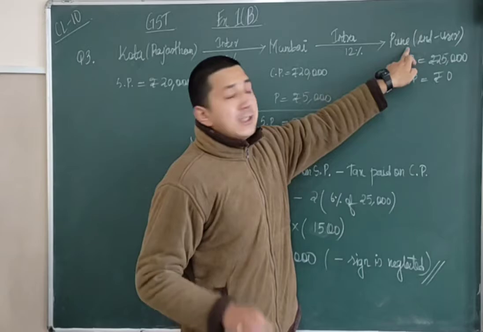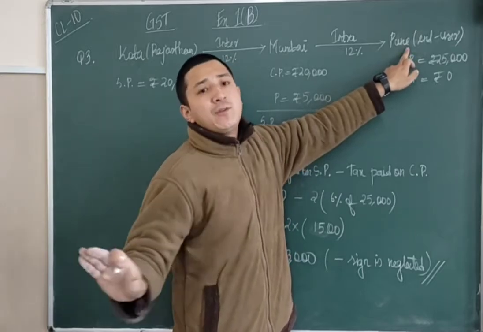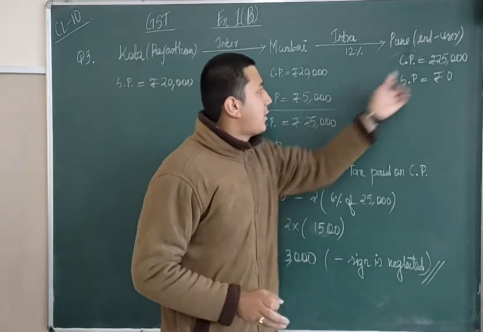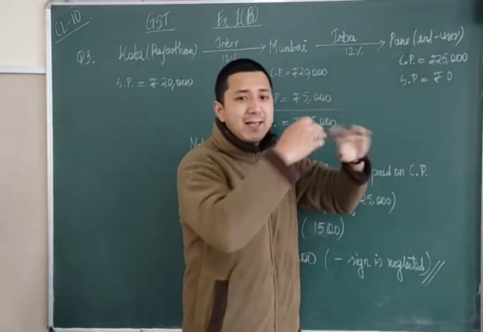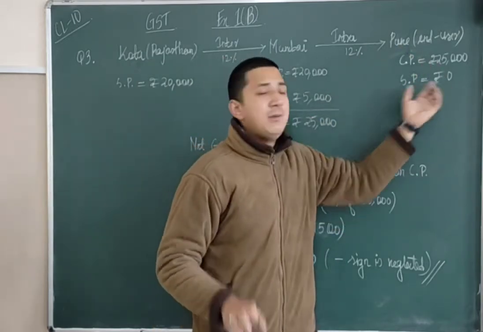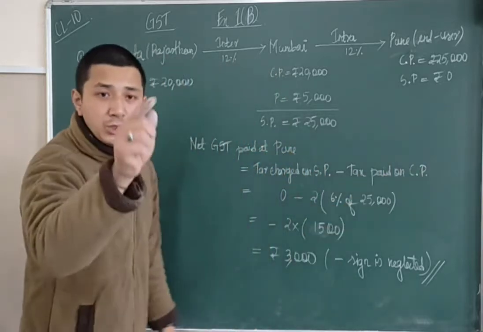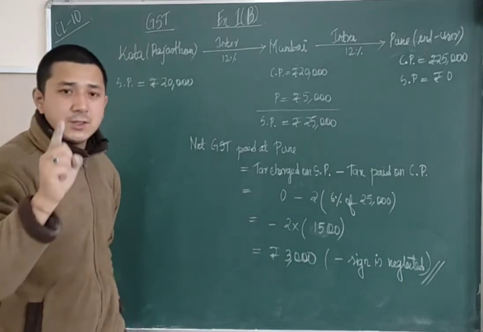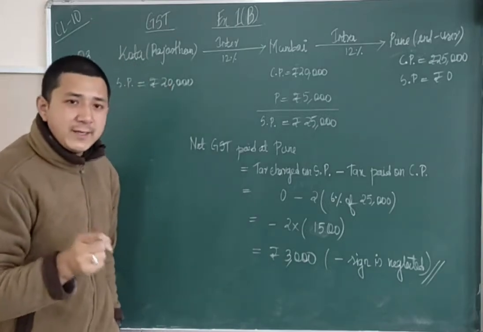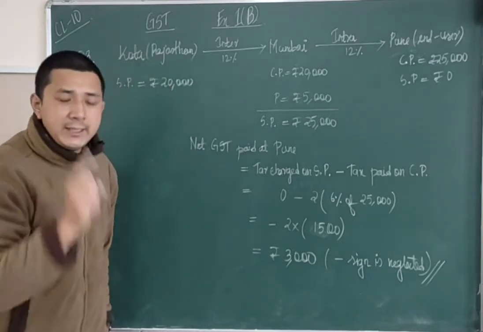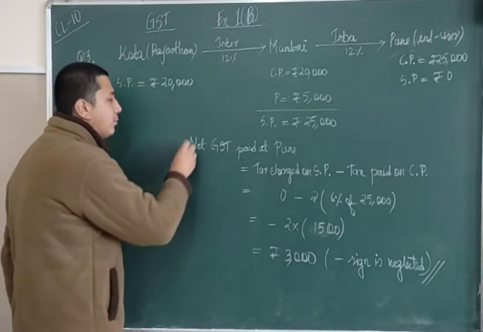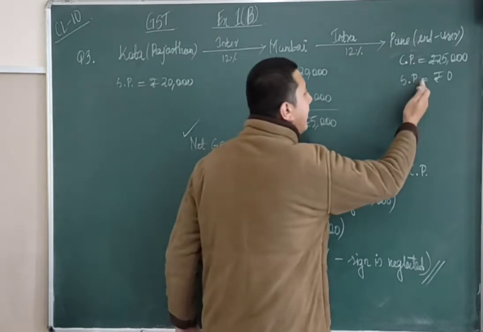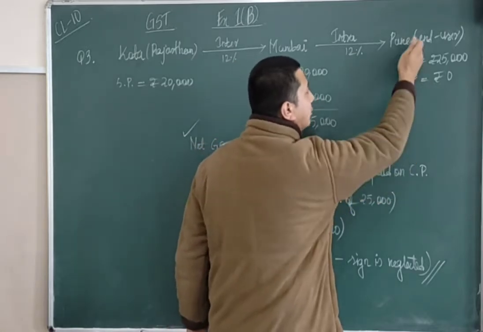After that, the guy who is in Pune, he is not selling it further. So he is keeping it with him only. His cost price was 25,000. Now he is not selling it further, so his selling price will be 0. The question is asking you, the rate is 12%. What do you need to find? You need to find the net GST paid at Pune.